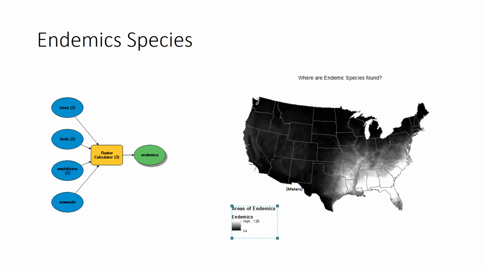This map shows us endemic species, and those are species that are found in one location on the planet and not anywhere else. And they are very vulnerable due to their low geographical range. So you can see a lot of the endemic species in the United States are in that southeastern United States region.